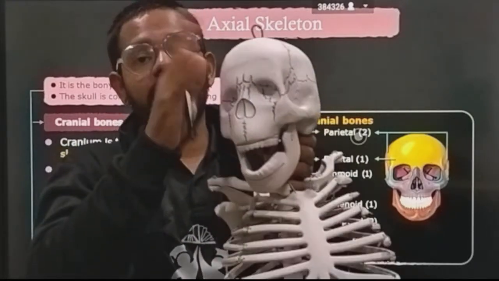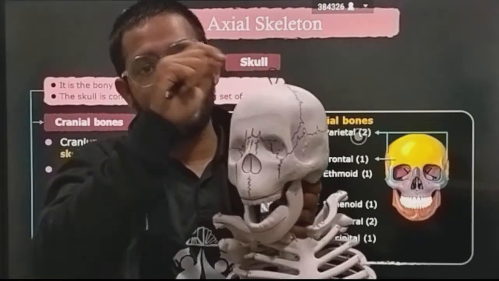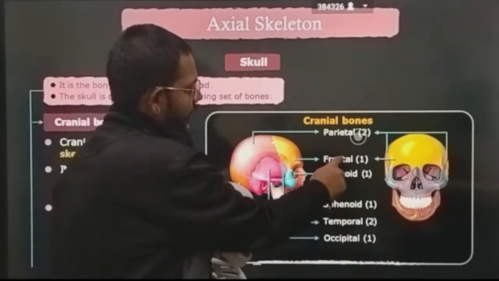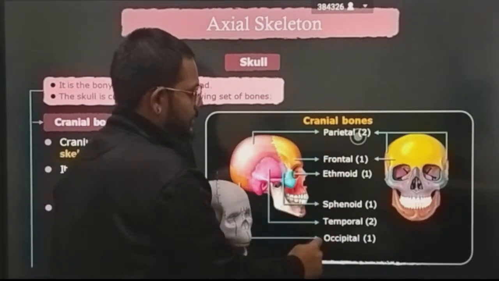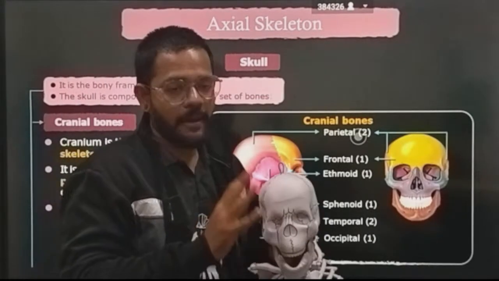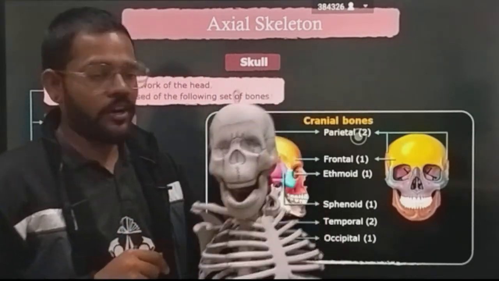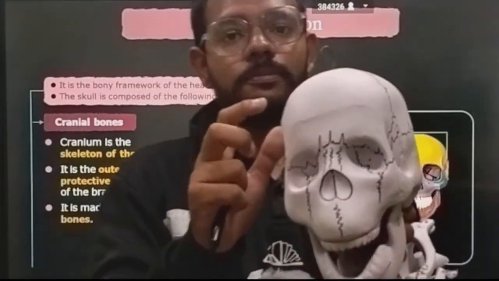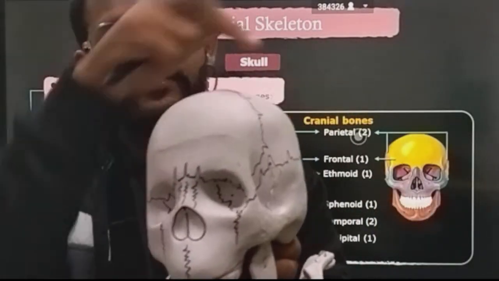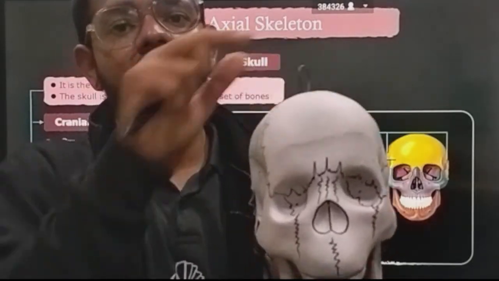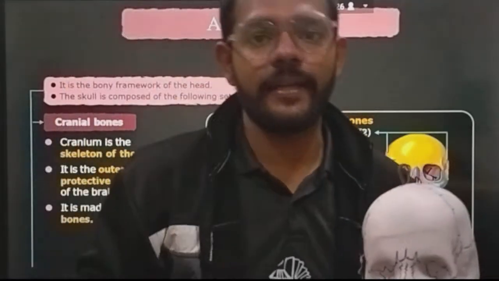So this cranium, the part of the skull, contains 8 bones: 2 parietal, 1 frontal, 1 ethmoid, 1 sphenoid, 2 temporal, 1 occipital. Let's see these bones one by one in this model. First we have the parietal bones. Parietal bones are those bones which are present at the side, side by side. These both bones are parietal bones, and they are 2 in number.